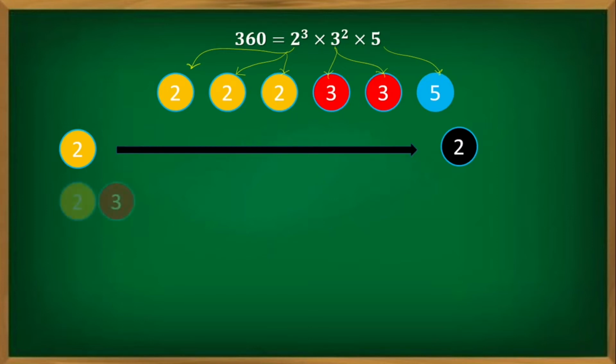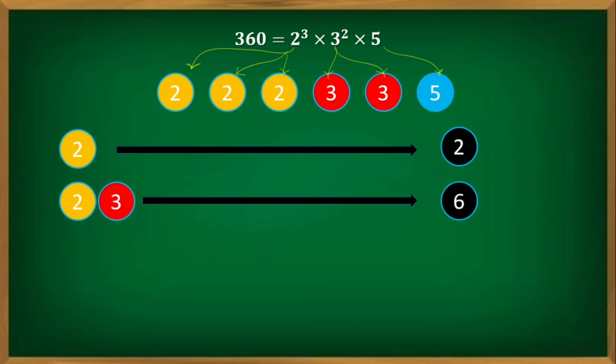Now the second thing, what I did here: one yellow ball and one red ball. If I select one yellow ball and one red ball, it corresponds to a divisor. Can you guess which? 2 into 3 is 6, so 6 is a divisor. So what is the meaning of this? If we have one combination of these balls, you are getting one divisor. Now here I have a second combination, a combination of two balls: one is yellow and one is red.